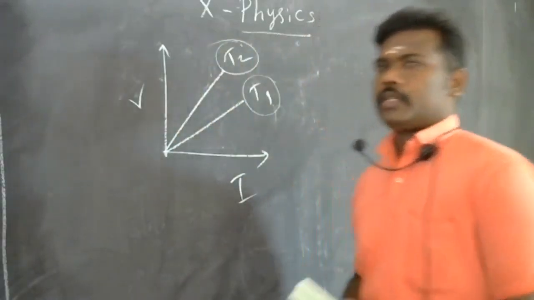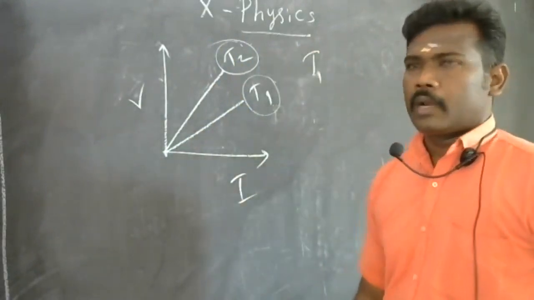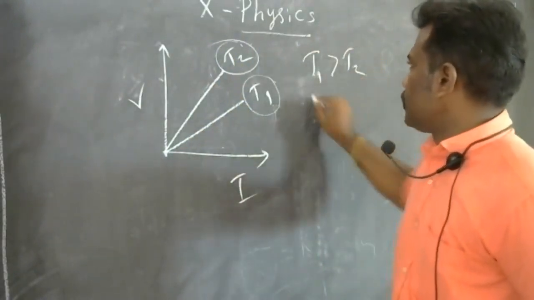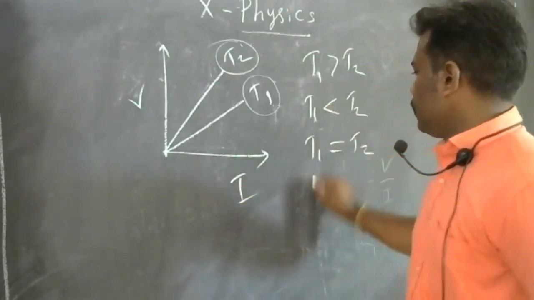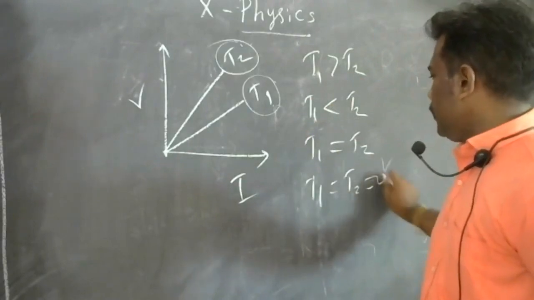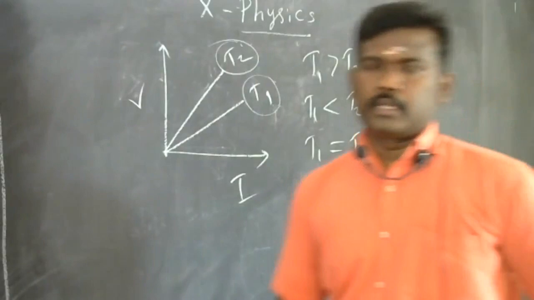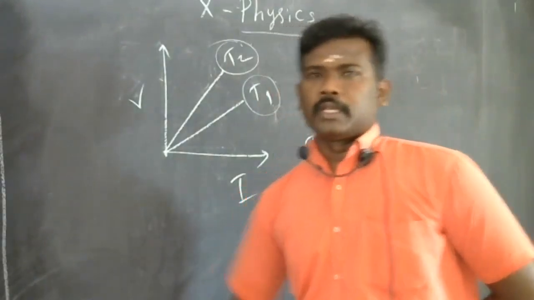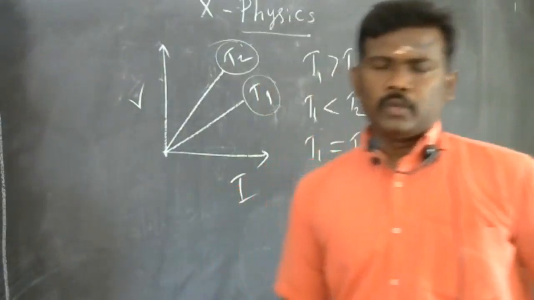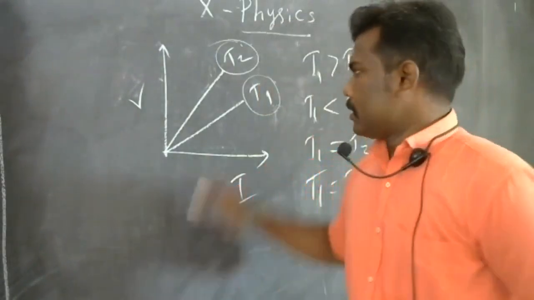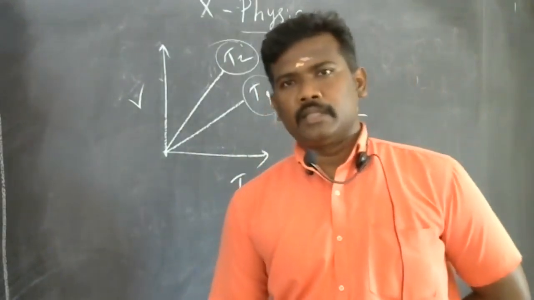So now we are going to calculate the relation between T1 and T2. T1 is greater than T2, or T1 is less than T2, or T1 is equal to T2, or T1 equals T2 equals 0. These are some of the possible options. But for most of the questions in your exam, we don't have choices, so you should be ready to answer from the graph without any given choice.